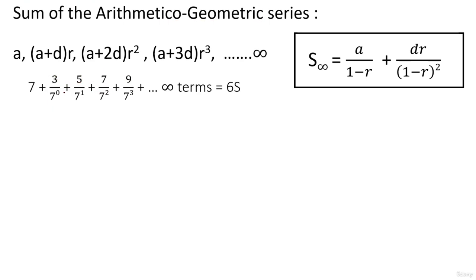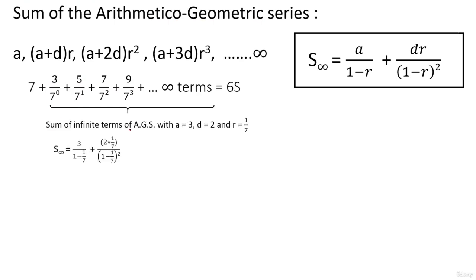So what do we observe, guys? For this AGS, the first term is nothing but 3 by 7 raised to 0, or 3 as such, right? Then the common difference is equal to 2. You can observe 3, 5, 7, 9, the common difference is 2. And the common ratio is 1 by 7, right?